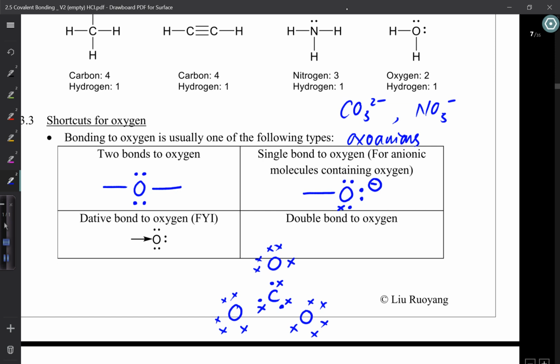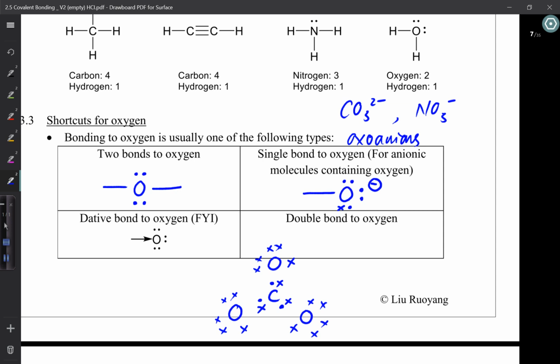Now, is this oxygen happy? No. Are all the oxygen happy? No, right? The oxygens only have 7 electrons. The carbon at the central only have 6 electrons. So what do you think we should do? What's the next step? Share one to another. We will have to form multiple bonds, right?